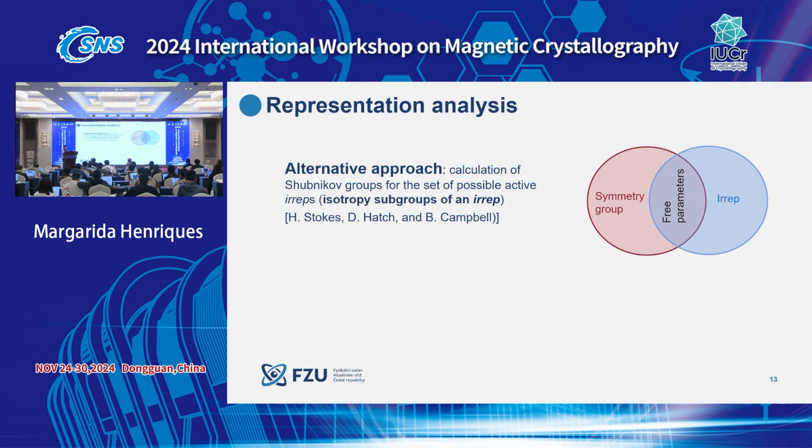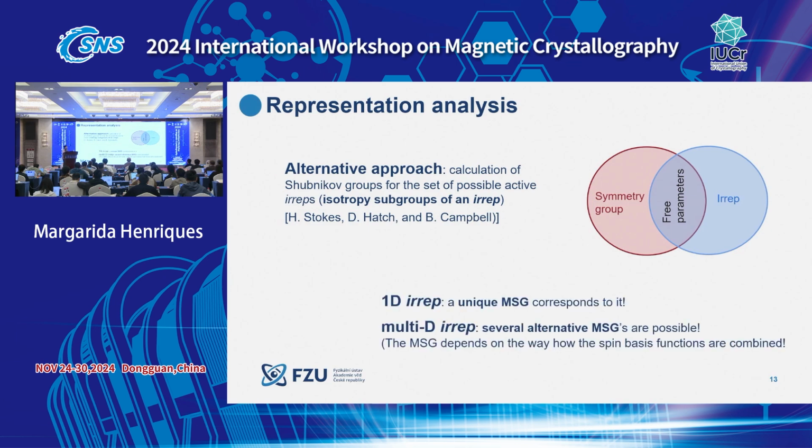And even better, some years ago, Branton and colleagues found a combined approach of these two methods, which consists in calculating the magnetic space groups or superspace groups for the set of active irreps for a given paramagnetic space group and your magnetic propagation vector. These are called the isotropy subgroups of an irrep, and it's a very robust and efficient method. You have also seen that if we have one-dimensional irreps, we have a unique correspondence between the irrep and the calculated magnetic space group. But when the irrep is multidimensional, the situation is not so simple because it depends on the combinations of the basis vectors. So you have heard of order parameter directions.